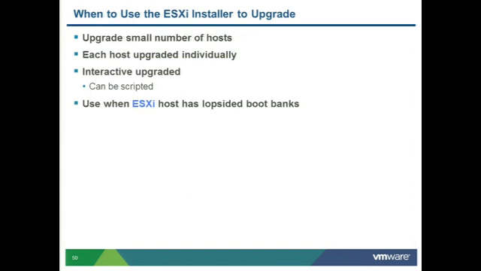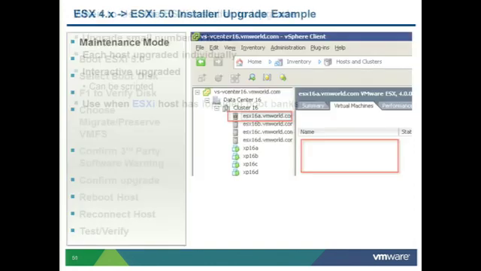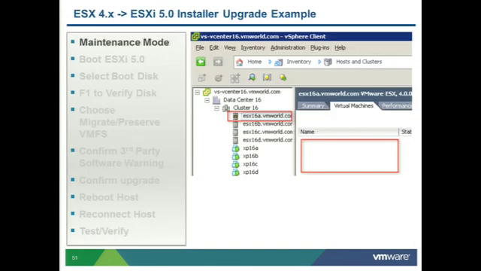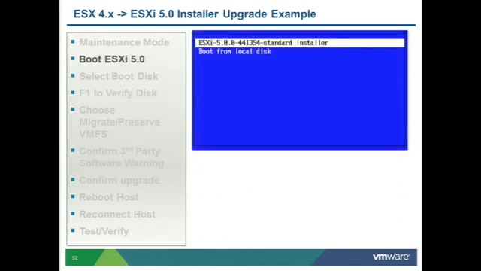So again, this is an example using the ESXi installer. It started by right-clicking on the host, putting it in maintenance mode. And when you put it in maintenance mode, evacuate the VMs. This is where DRS is going to come in handy because it's going to help you evacuate the VMs. Then you just put the DVD in the drive, the installation media, and you boot the host. And when you get to the boot menu, you boot off the installer.